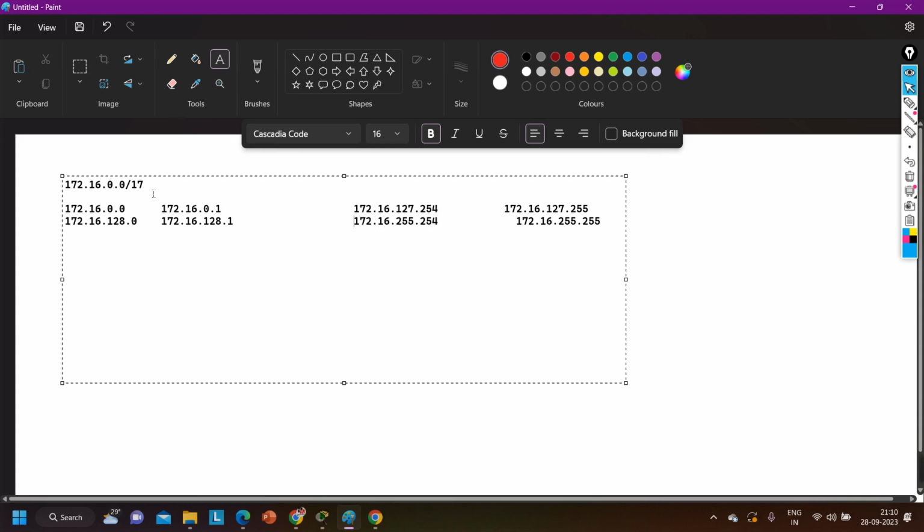This is subnetting of class B. Okay, this is fine. If the slash value is 18, then how many networks are there? 4. Network ID of first network.